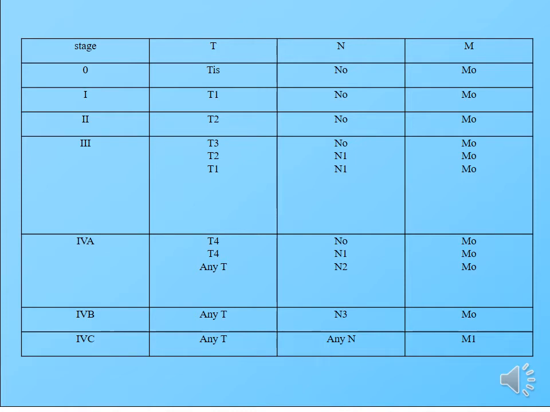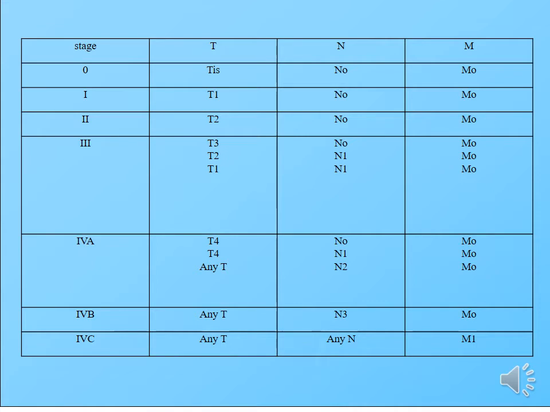Stage 4A is divided into three categories: either T4, meaning other structures are involved by the tumor, with no lymph node metastasis and no distant metastasis; or T4 with lymph node N1 and no distant metastasis; or any T, I mean T1, T2, T3, or T4, with lymph node N2 and no distant metastasis.